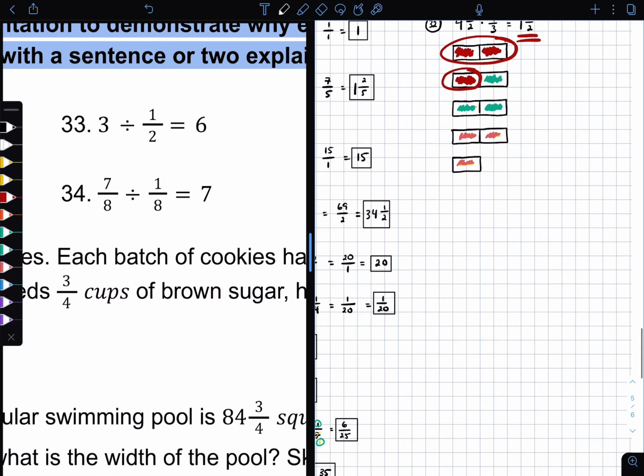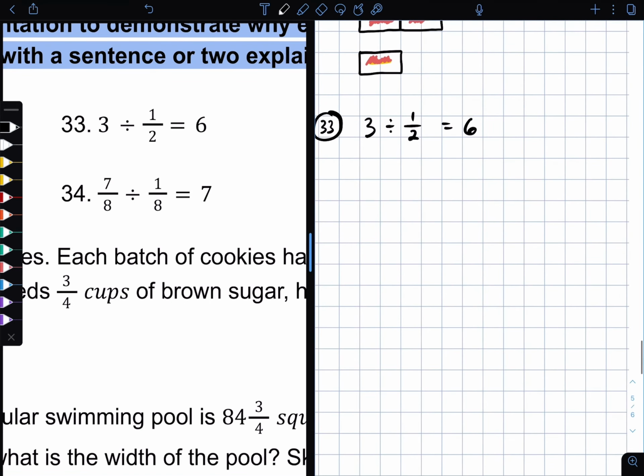That was 32. Let's try 33 here. 33, that's going to be 3 divided by 1/2, and that's equal to 6. Okay, so how can we draw this one out? Well, maybe I'll draw 3 wholes. So there's one whole piece, and there's a second whole piece, and here's a third whole piece. So one whole, one whole, one whole, that's 3 entire things. Now the question is, how many half-size pieces can you draw? So here's a half, here's a half, here's a half. So how many times did a half fit into 3? Well, it fits in 1, 2, 3, 4, 5, and 6.